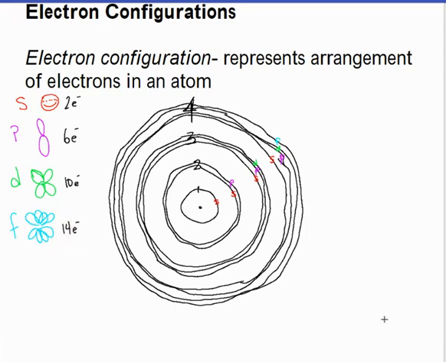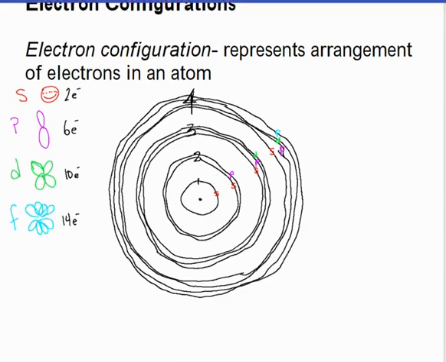So as we're filling up these rings, this is very similar to our Bohr model. We're going to fill up the ring and then move out, fill that ring and then move out, except now we have a little more added onto it where we have these different orbital shapes in each energy level. Okay, let's do some examples.